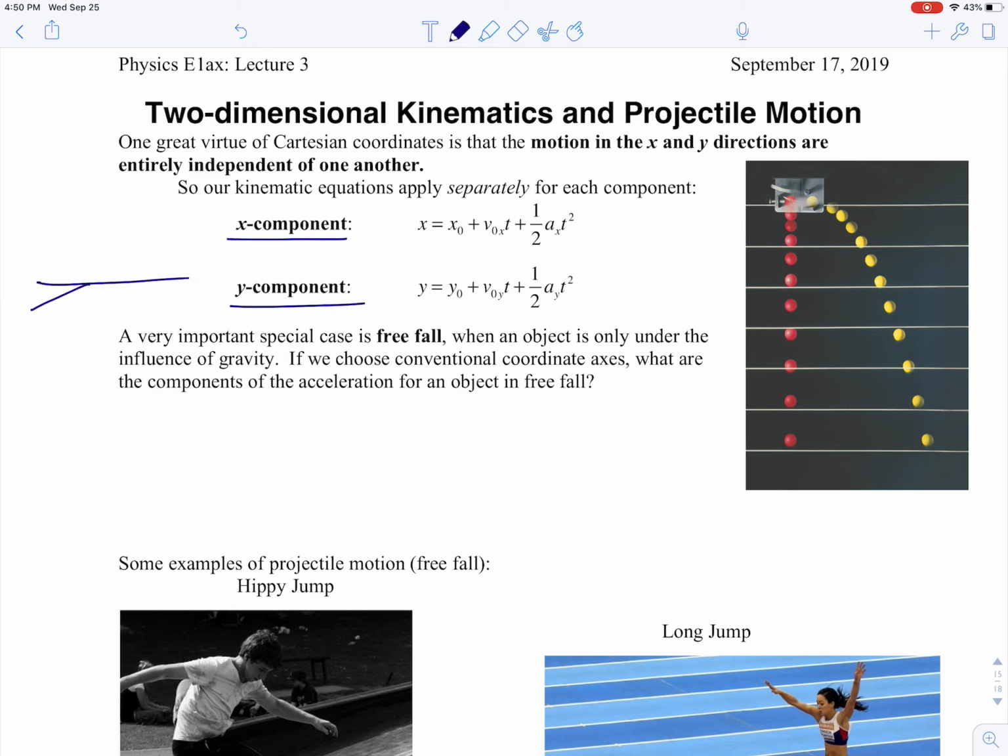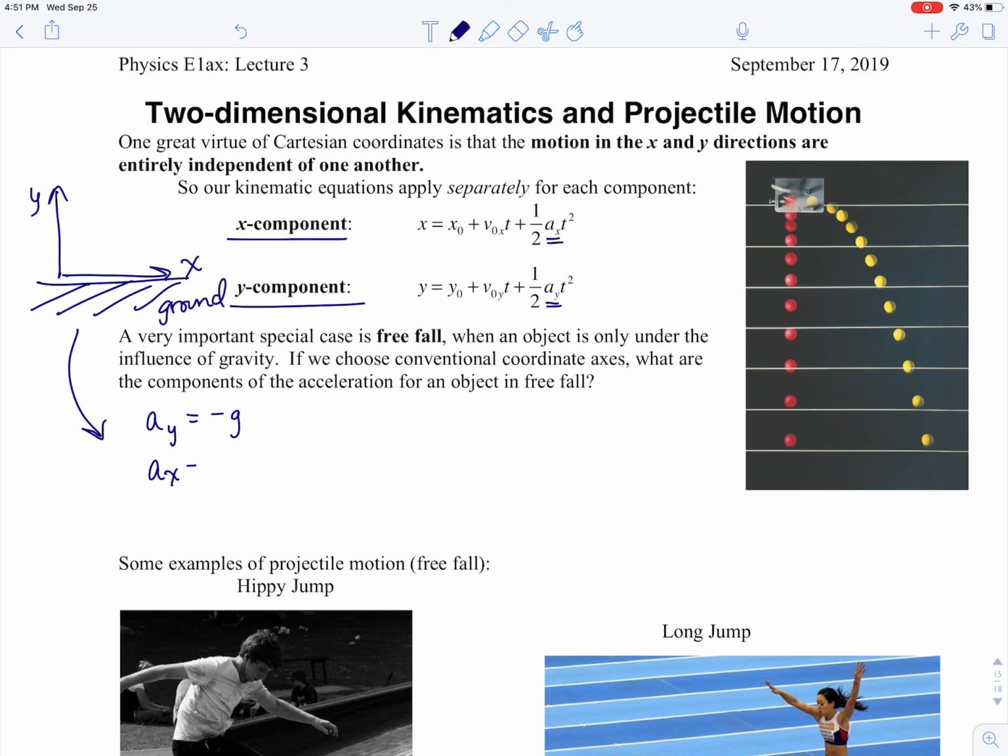So if you, for example, have the ground, and you have conventional coordinates that the y direction points up and the x direction points to the right. Let's see what happens to the equations for the position in each direction. So what we have to do is figure out what's the acceleration in the x direction and what's the acceleration in the y direction. So from our picture here, we know that the acceleration of gravity pulls down. So the acceleration in the y direction is going to be equal to minus g.